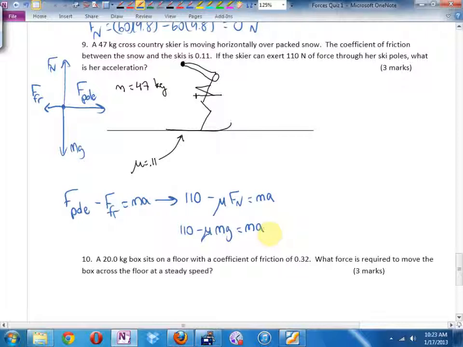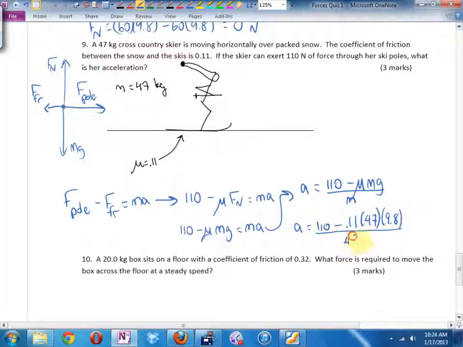How would I get the a by itself? I think I'm going to divide by the mass. Yeah. I'm going to get this. The acceleration is going to be 110 minus mu mg divided by m. The acceleration is going to be 110 minus 0.11 times 47 times 9.8, all over 47.